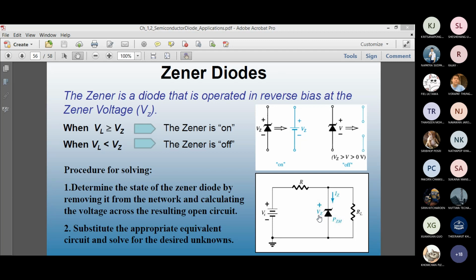I'm not sure. I think you have to think that the Zener is not in the circuit. Zener diode is not in the circuit, so you have to determine VL. How are you going to determine the load voltage VL? Using what formula?